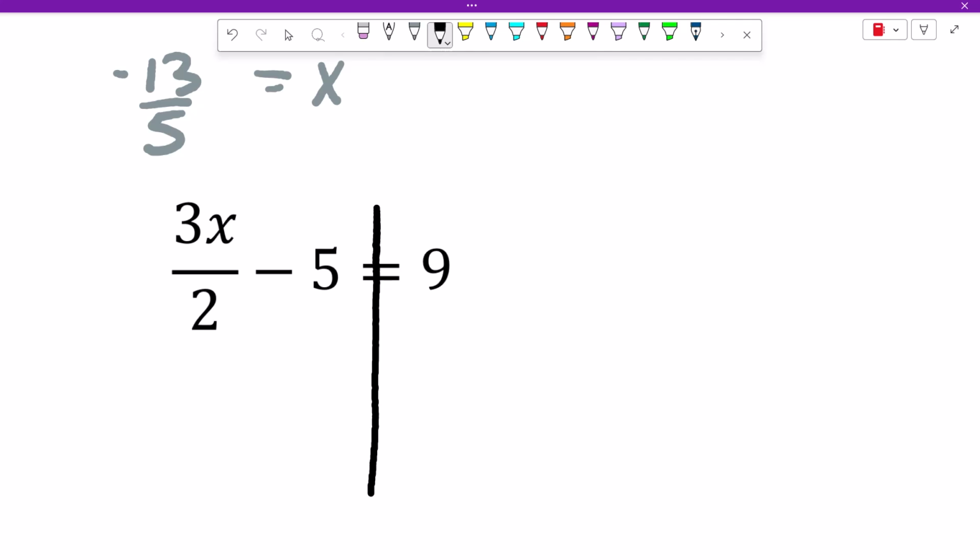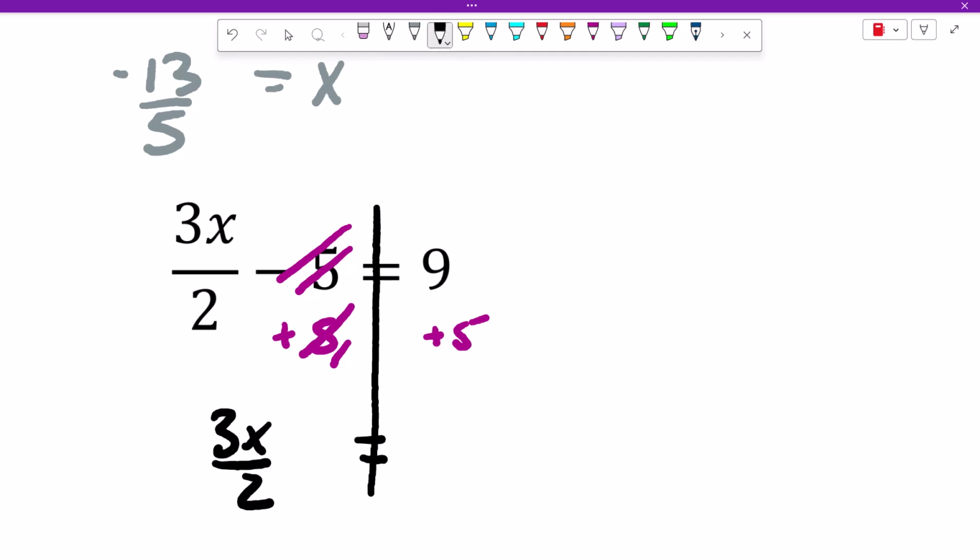So it's minus 5. Opposite of minus 5 is add 5. Here and here. The 5's go away. We're left with 3x over 2. The other side, we have 9 plus 5, which is 14. Okay. So now I'm hoping you remember this kind of question from day 1.